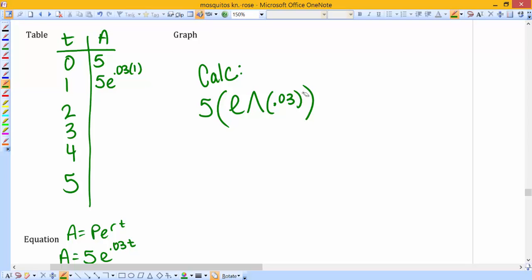Notice I have two parentheses. If when you hit the e button you don't get a parenthesis that pops up, you only need one set. So I'm going to hit equals, and I get, I'll use a different color for my answer, 5.15 people. So a little over 5 people. Let me erase this for now.